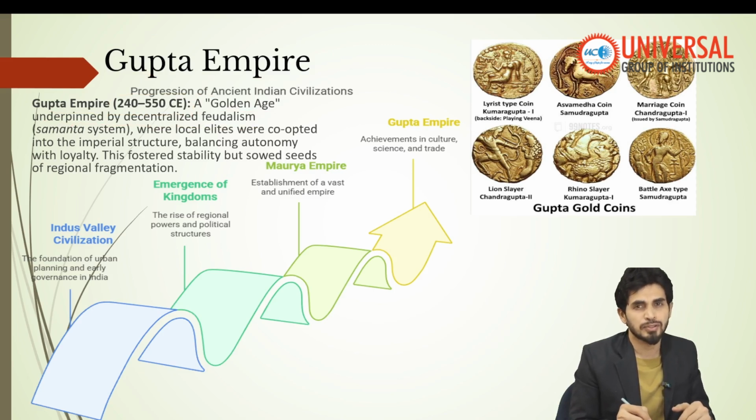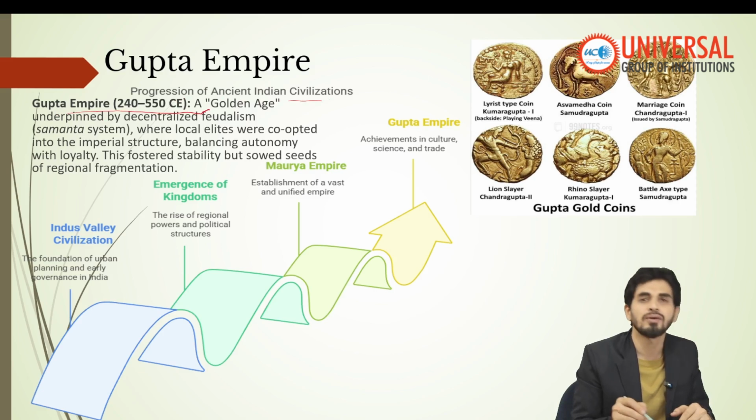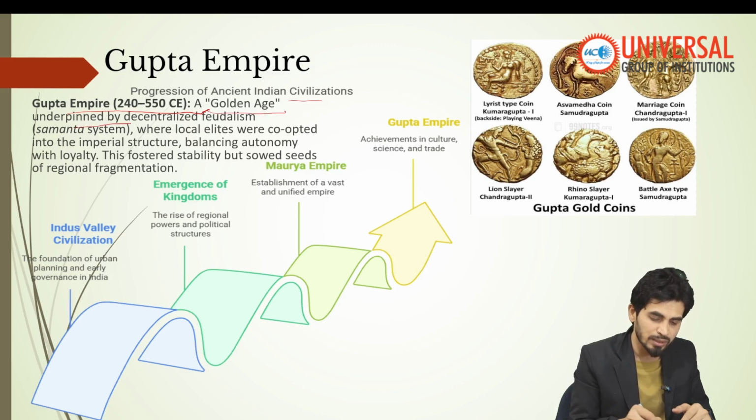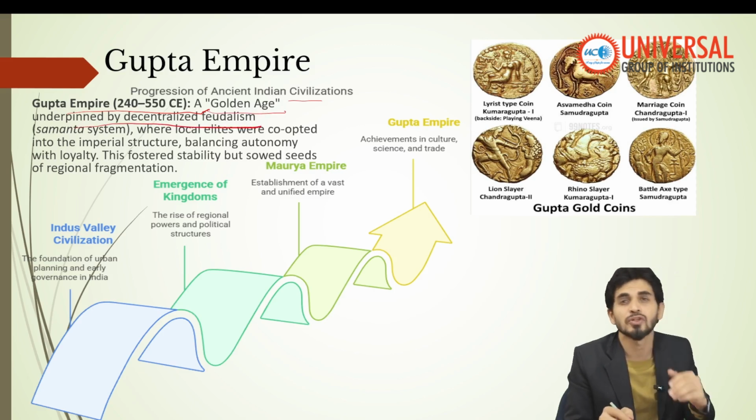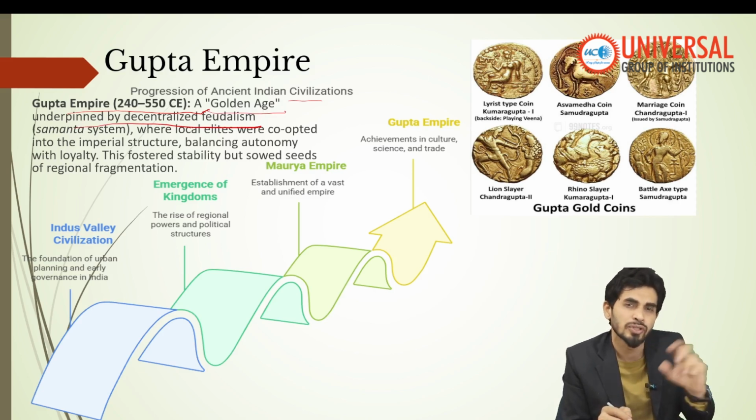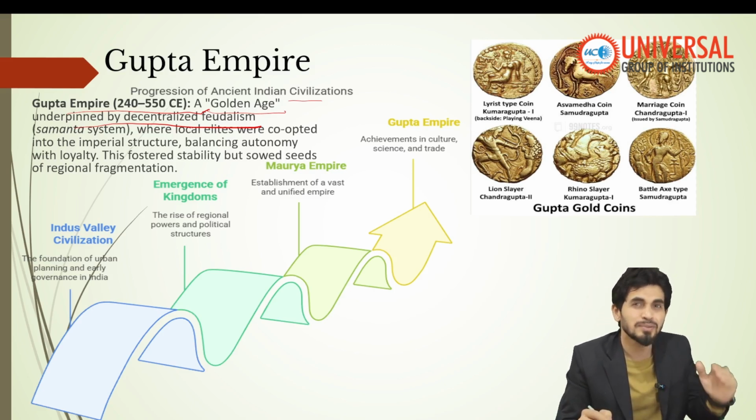Now, after the great Maurya Empire, let us focus our attention on the great Gupta Empire and the progression of ancient Indian civilization, that is the Gupta Empire, 240 to 550 CE. That is the time period of the Gupta Empire, a golden age underpinned by decentralized feudalism, which is called the Samanta system. In the UPSC, they ask what is the Samanta system and which empire it is connected to. So the answer is here: the Samanta system is connected to the Gupta Empire.